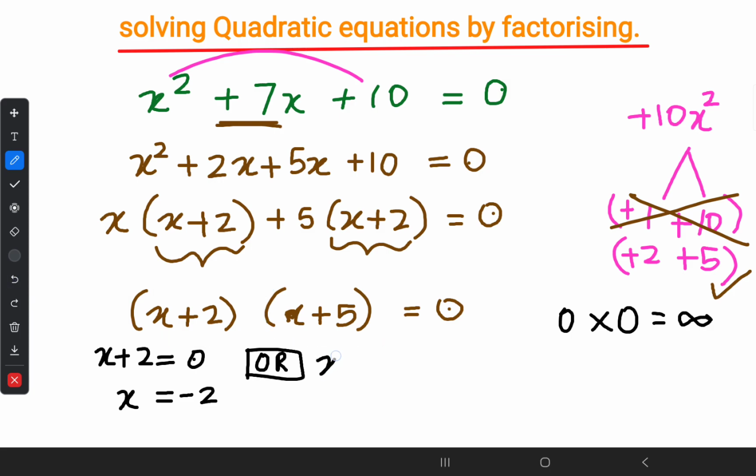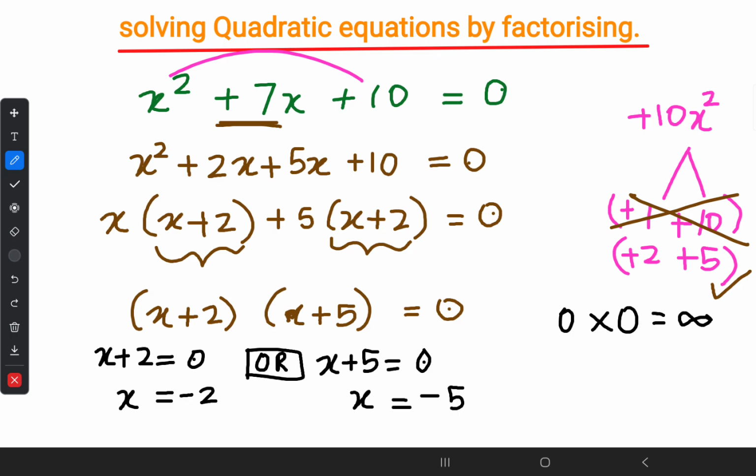If not, x plus 5 equals 0. In this case, x is negative 5. So these are the two suitable answers for x to make the multiplication 0. Either this one is 0, if not, this one is 0. That's all for solving quadratic equations by factorizing.